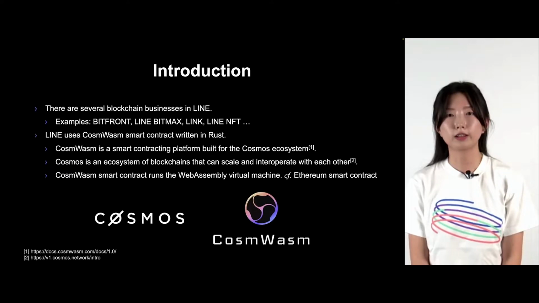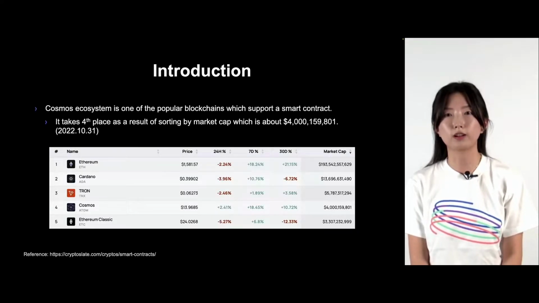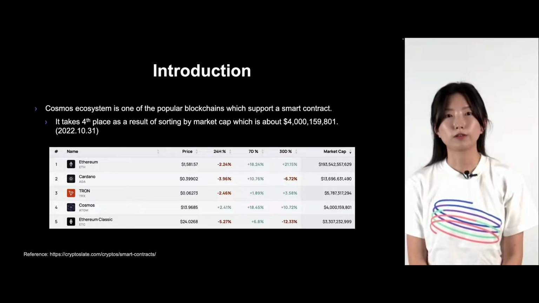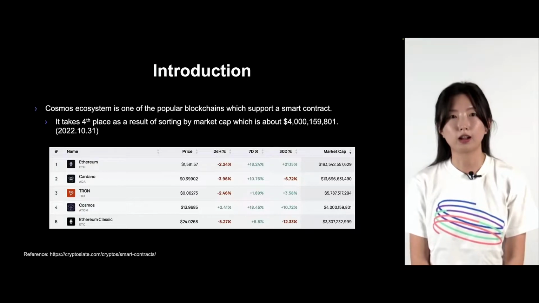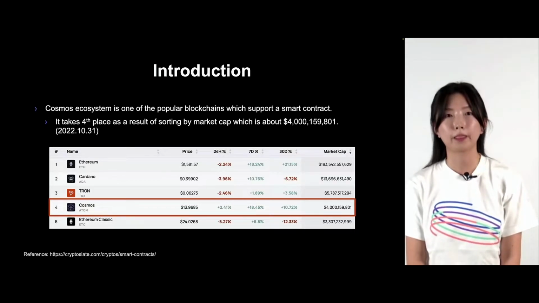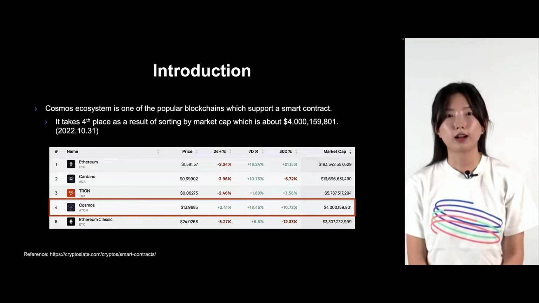The Cosmos ecosystem is one of the most popular ecosystems out of all the systems that support smart contracts in the blockchain. This is the market cap for all the blockchains that support smart contracts as of October 31st. Cosmos was number 4. There is a gap between it and Ethereum, which is number 1, but if you look at the absolute market cap, it is still quite big.